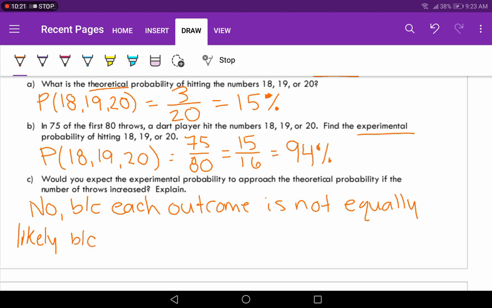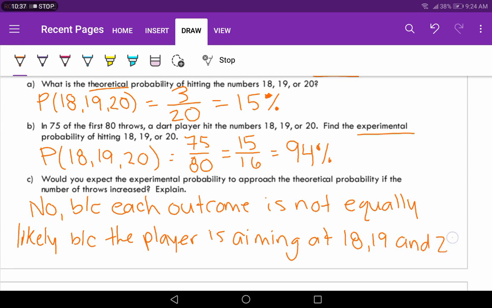And that is because the player is aiming at 18, 19, and 20. Okay, he's not like blindfolded throwing the dart and just seeing where it goes.